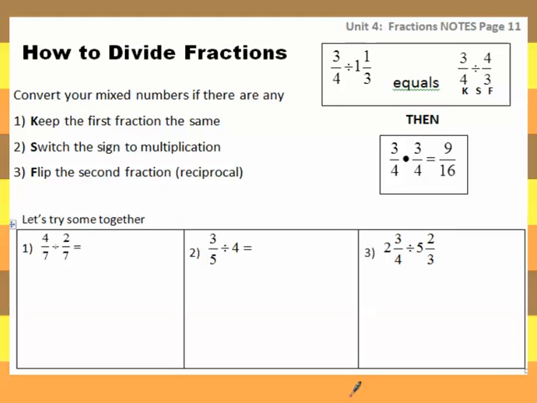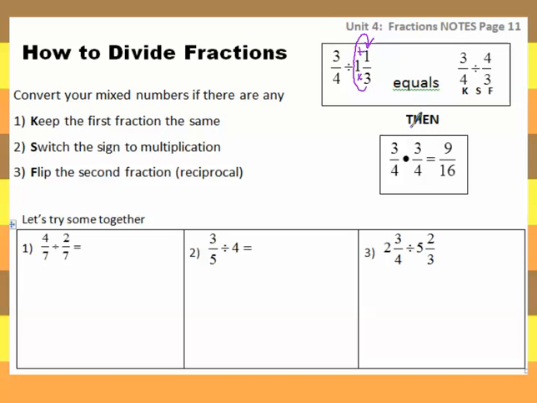On the next page, on page 11, we're actually talking about how do we divide fractions. So, in order to divide fractions, we need to convert all mixed numbers into improper fractions if there are any. Just like we did with multiplication, we need to do the same thing with division. So in this example, I have a mixed number here, so I need to turn it into an improper fraction by doing the magic C.